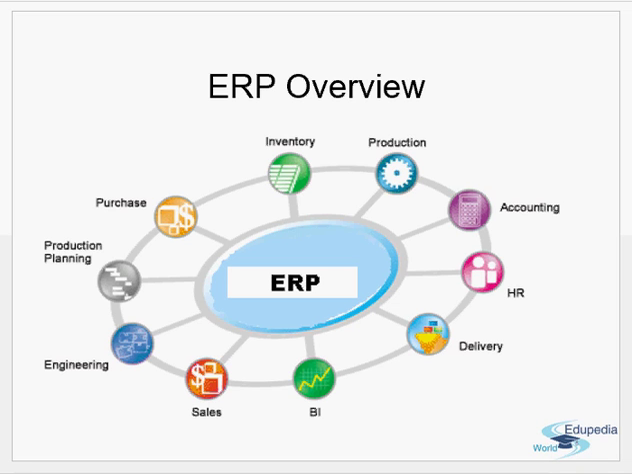This is an overview of ERP. An ERP system has to manage n number of business processes like production, accounting, HR, delivery, business integration, BI, sales, engineering, planning, production, purchase, inventory. A firm may have n number of departments depending upon what type of firm it is. To integrate all that, these ERP systems have come into practice.